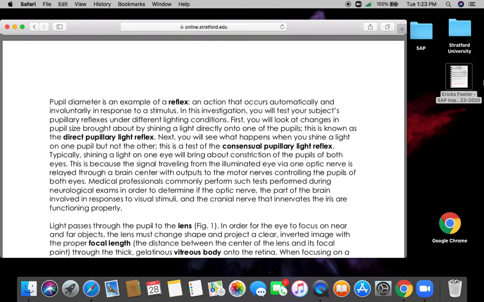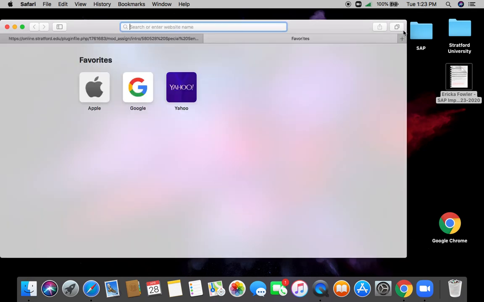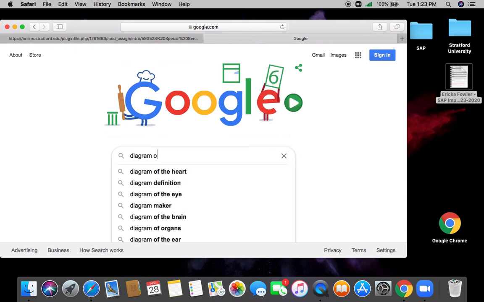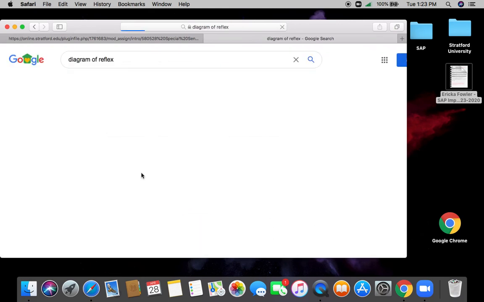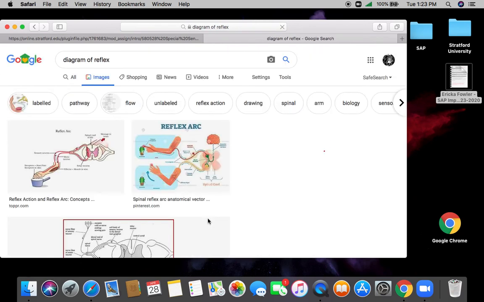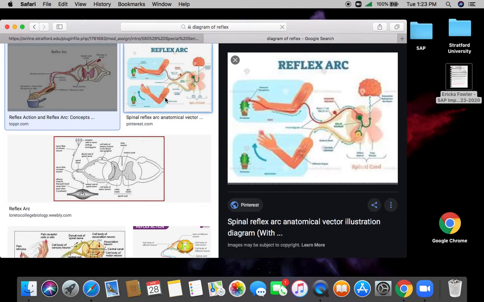Ooh, I'm not sure if I was supposed to mention it here, but since I saw that, let me mention it. Now, it's a diagram of a reflex. So let's look at the reflex arc. This is a nice picture. Yes, it's a side note.